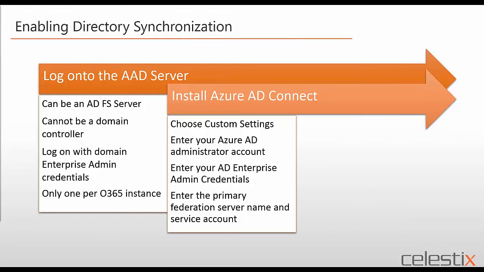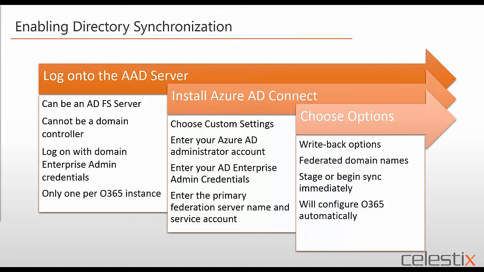You'll install the Azure AD Connect. You'll download the MSI from Microsoft. Just run through the setup. The one option you'll do is you want to choose the custom settings. There's an express settings option that just does the native cloud identity portion. Enter your Azure AD administrator account. And so the Azure AD administrator account, just want to be clear, it's going to be your Office 365 admin account. Enter your AD enterprise admin credentials, and the primary federation service name and the service account credentials. So you will need those options.